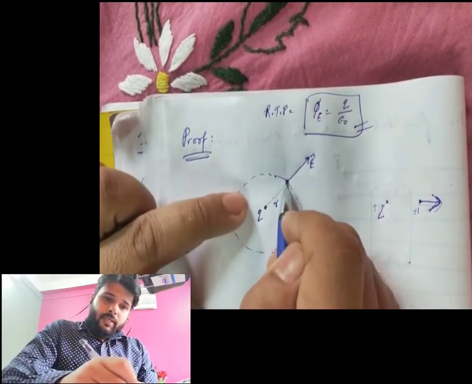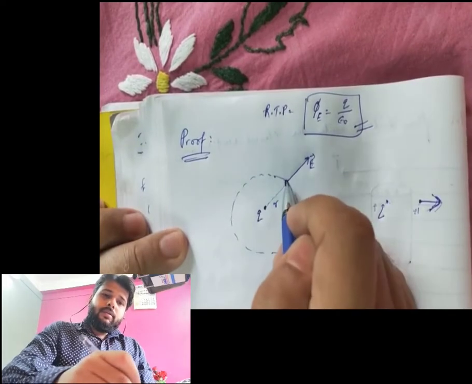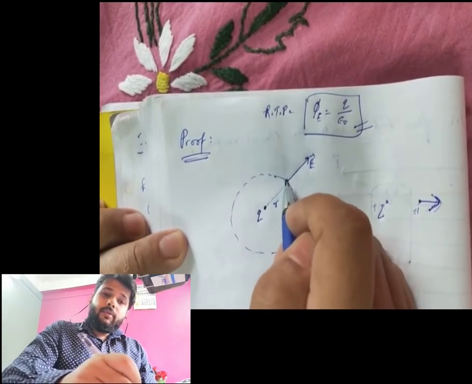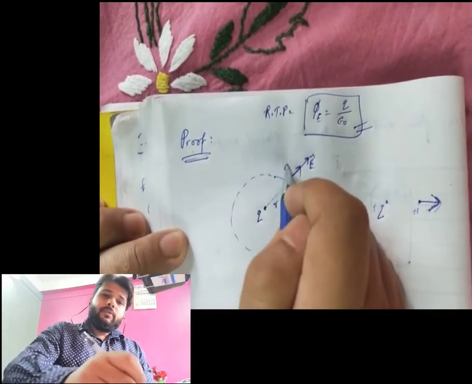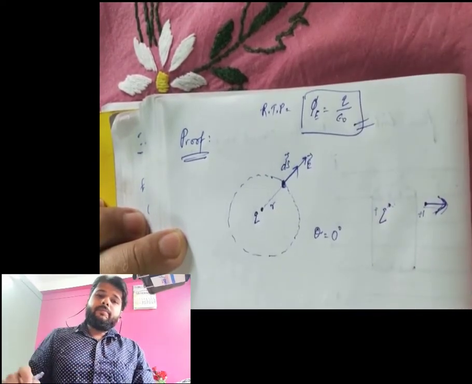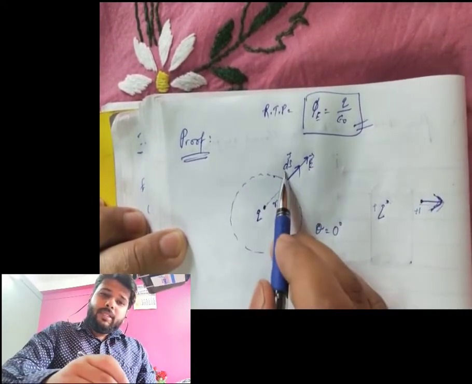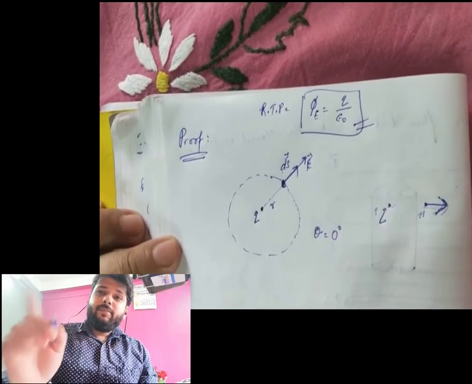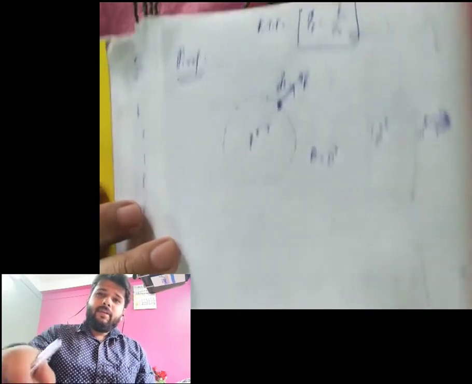The surface. So we take a very small surface, and here the area vector will be perpendicular to the surface, so the area vector will also be in the same direction. So we can say here theta will be 0 degrees. Why? Because E and ds are both in the same direction.